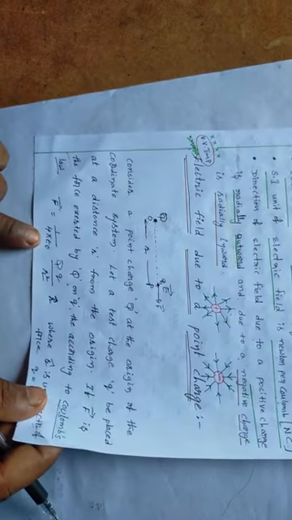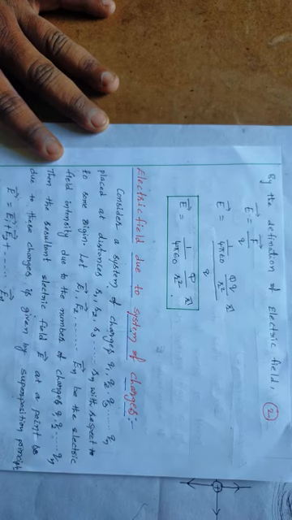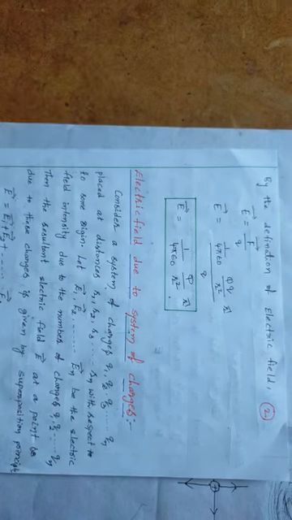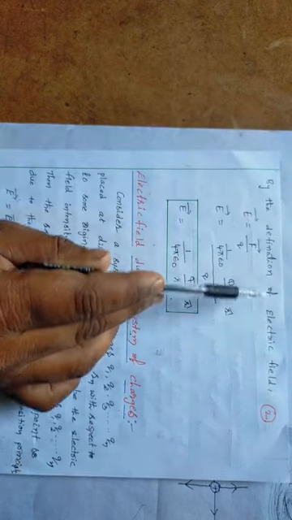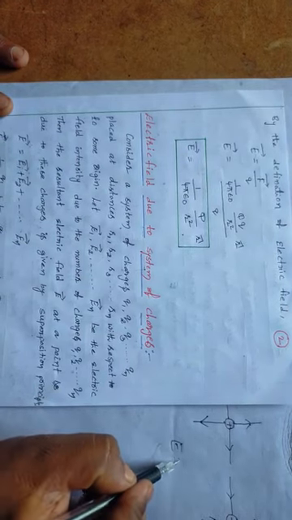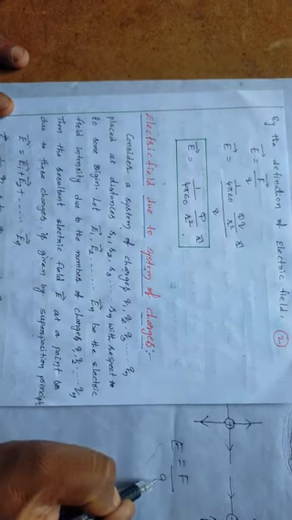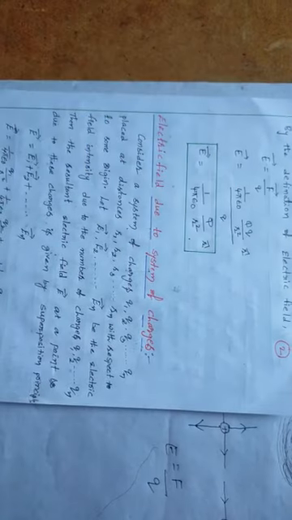And thereafter F bar equals 1 by 4 pi epsilon naught q divided by r square. We have seen on the previous page F bar equals 1 by 4 pi epsilon naught capital Q small q divided by r square. Now by the definition of electric field, which we have just studied, E equals F divided by Q.